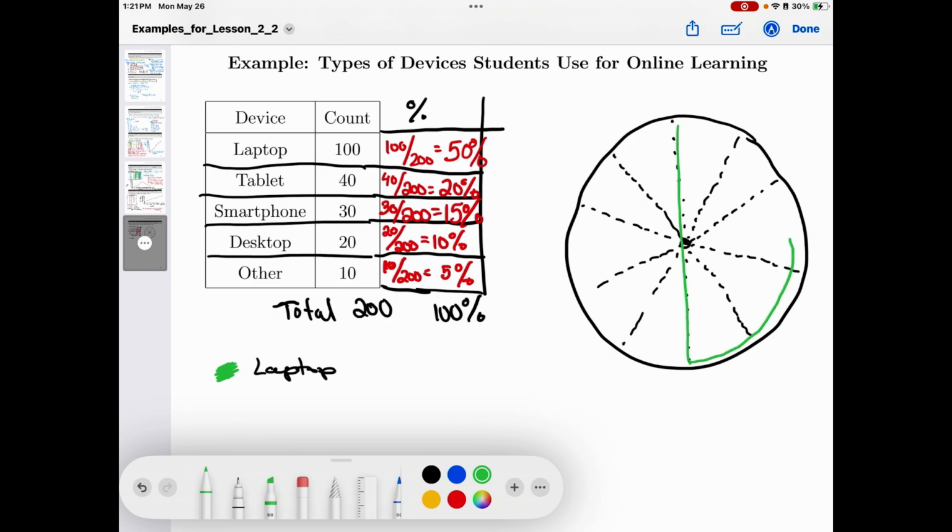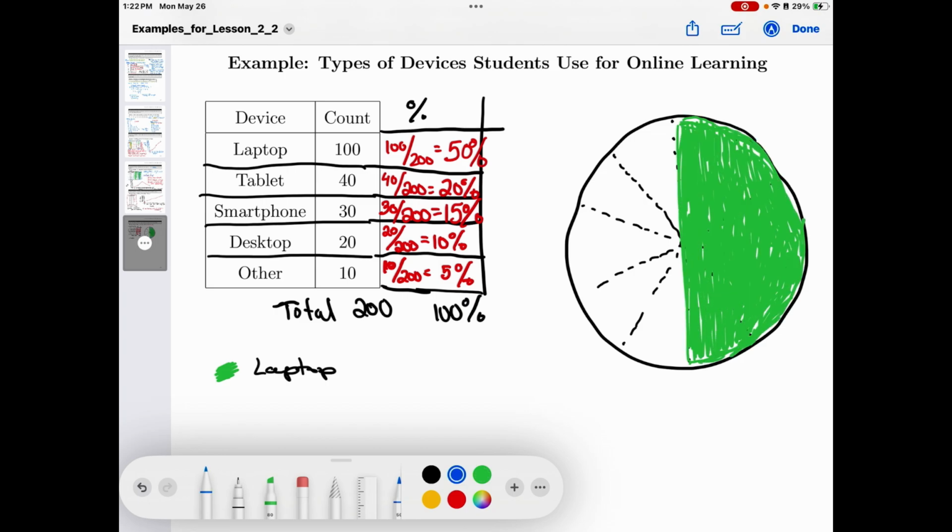It doesn't matter which half you choose. I'm going to color half of the circle green. Okay, the next color I'll use blue. Let's do 20% for the tablets. I'll use blue for that. Since the tablet is 20% and I made it so that each slice was 10%, that means I have to shade in 2 slices for tablets.